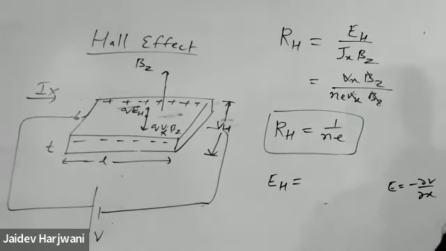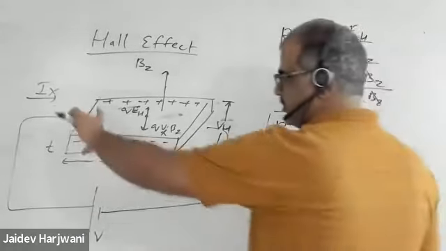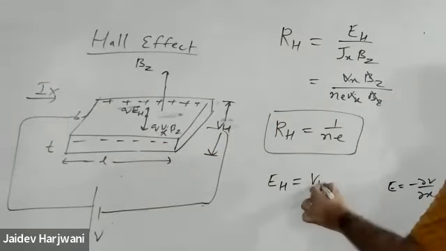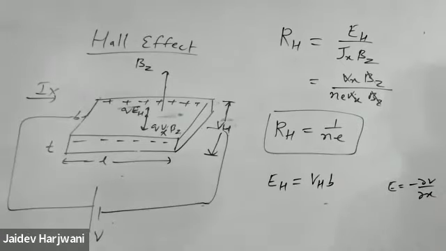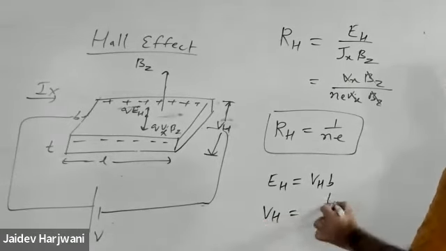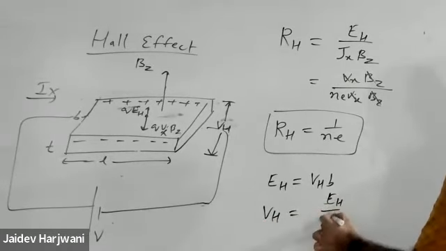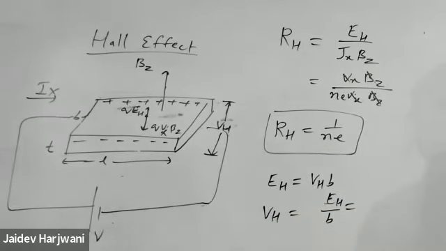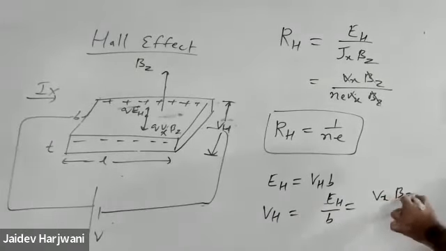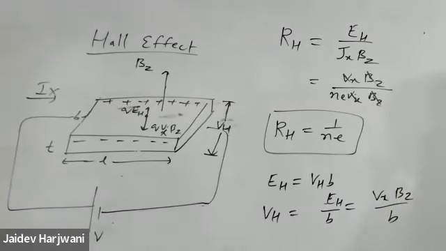Delta X how much? The distance is how much? Into B. Okay, B, and voltage is how much? Whole voltage. So I can write this much. Now I need Hall voltage. So Hall voltage will be what? EH upon B. And EH I already know. EH is what? VX BZ upon B. Right.